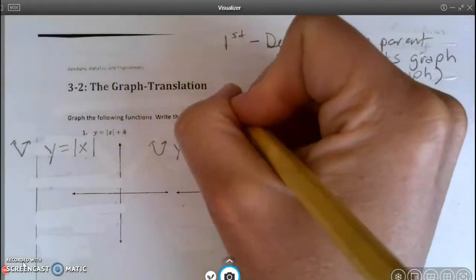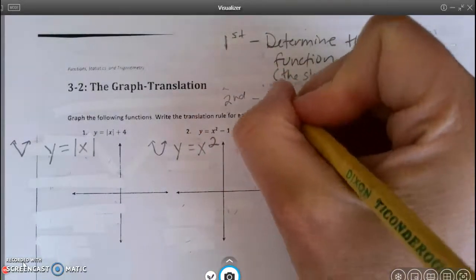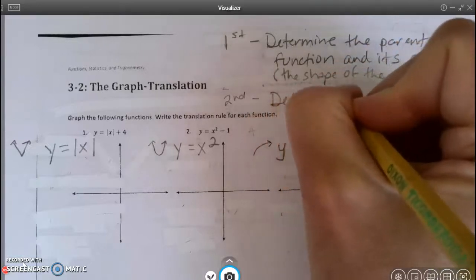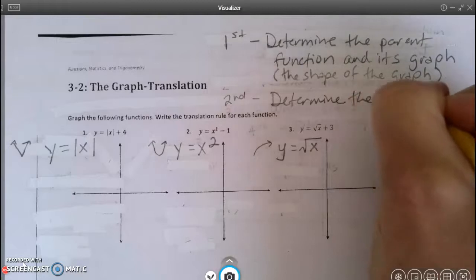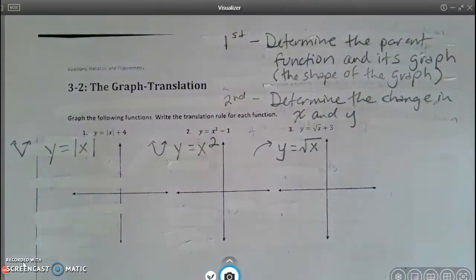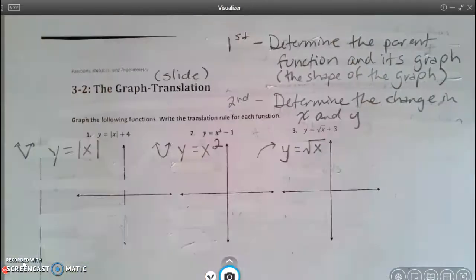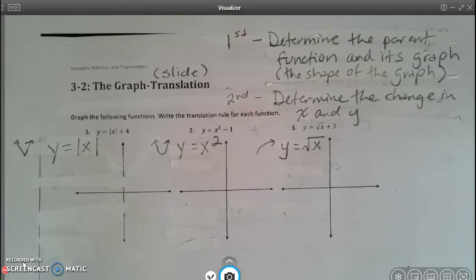The next thing we have to do is figure out how x and y are changing. Determine the change in x and y. We're simply going to take the shape of this graph and translate it, or slide it. The word translation is another word for a slide. So we are simply taking these parent functions and sliding them on the graph. We need to determine how we are going to slide them. So we're going to look at the calculator now.